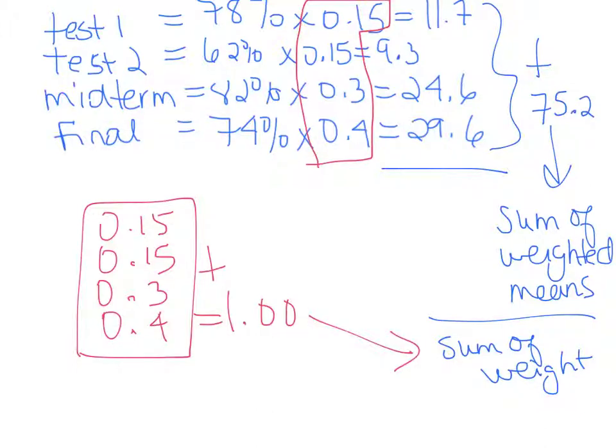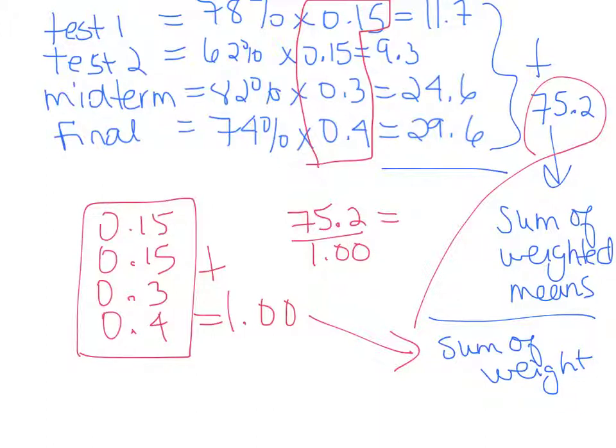So we're going to take that 75.2 and divide it by 1, and that will give us the final average for this person in the course, which is 75.2%. So that is how we do average weighting. If you're curious as to where your grades stand prior to your final exam, this is how you would go about doing that. So I hope this helps.